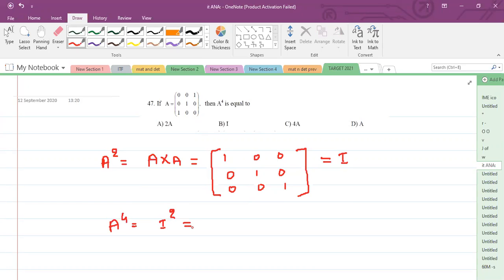If you multiply the identity matrix any number of times, then it will be the identity matrix itself. Therefore, it is option B. No need to find A cube. If you move into traditional methods, then finding A first, A square next, A cube next, A raised to 4 next, it will be time consuming. You need to use results like this. If you multiply the identity matrix by the identity matrix itself, then the resultant is also the identity matrix.